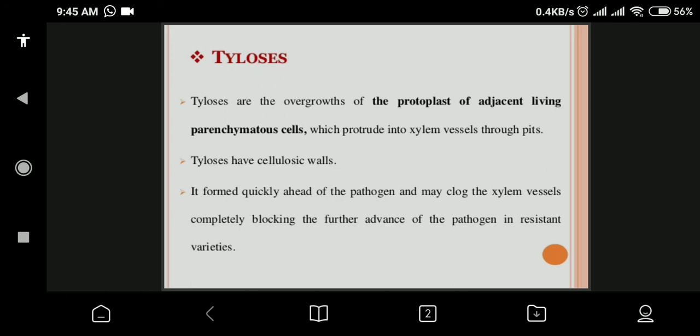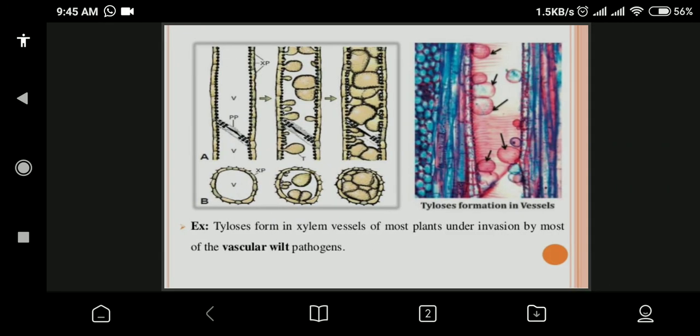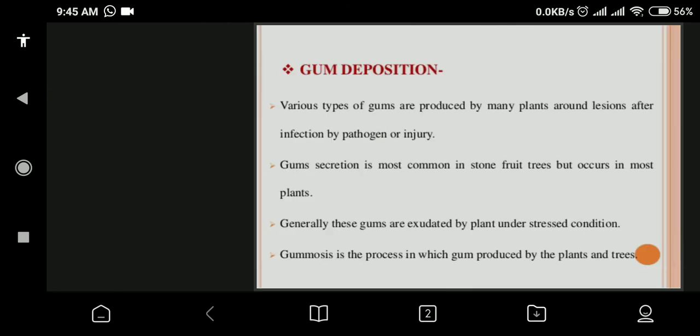Tylosis have cellulosic cell walls. They are formed quickly ahead of the pathogen and may clog the xylem vessel. As the pathogen arrives in the cavity of the xylem, they form tylosis and clog the xylem vessels, completely blocking the further advancement of the pathogen in resistant varieties. Diagram of the tylosis.